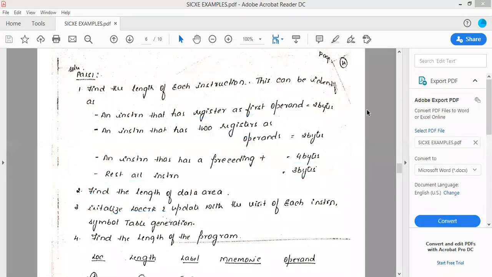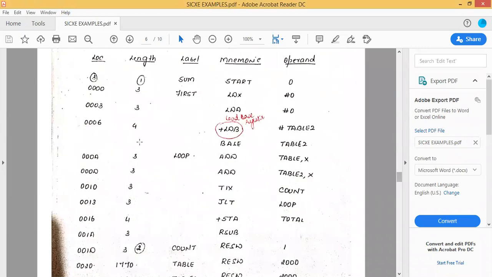This is how we start with the problem. As I said, START is a directive, so we do not have a length for the START and END directives. It says that it starts at the 0th location, so you have to initialize the location to 000. You always begin with the instruction next to START, not because it is written first here.